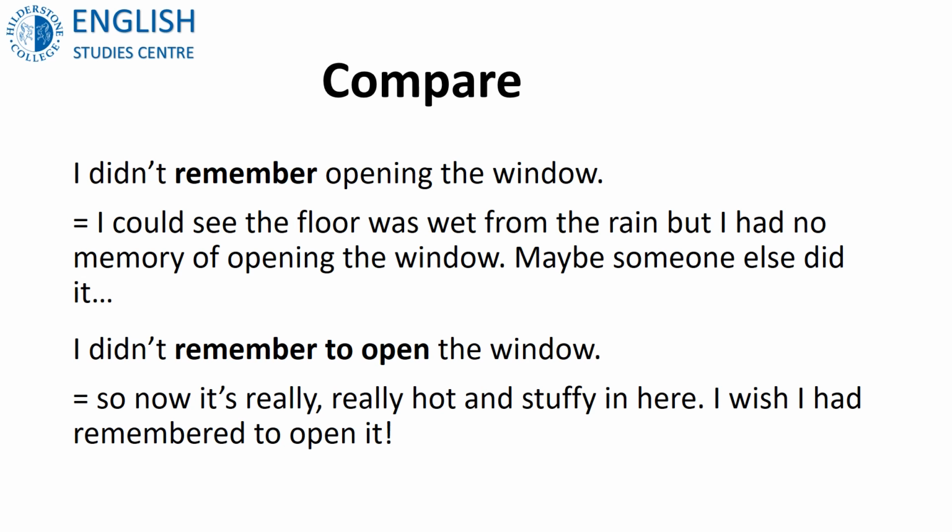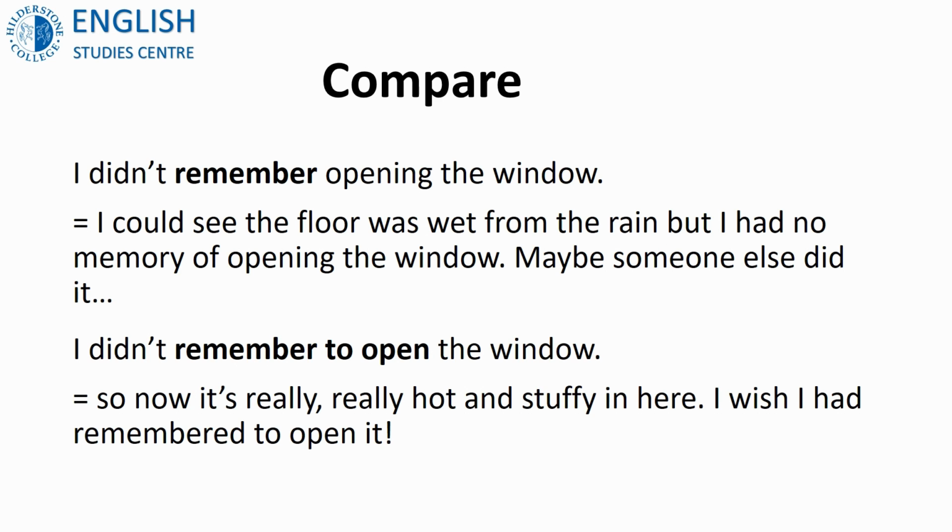Now, sometimes having a negative can make this difference a little bit clearer. So have a look at these examples. I didn't remember opening the window, but I could see the floor was wet from the rain. So I know someone opened the window. Possibly it was me, and I just forgot that I'd done it. It could also be that somebody else did it and I can blame them, but we don't know. The point here is I have no memory of this action, although I can see that the action was performed.